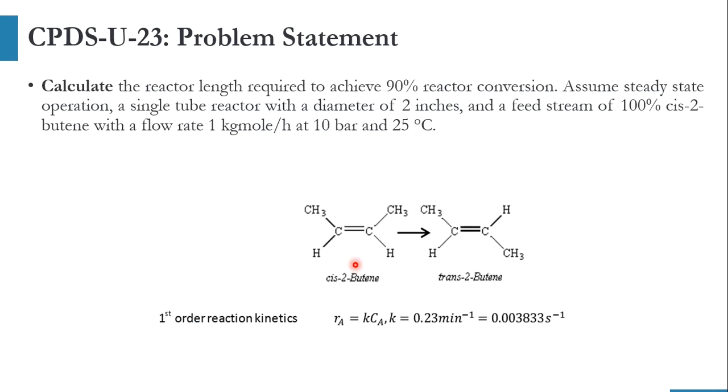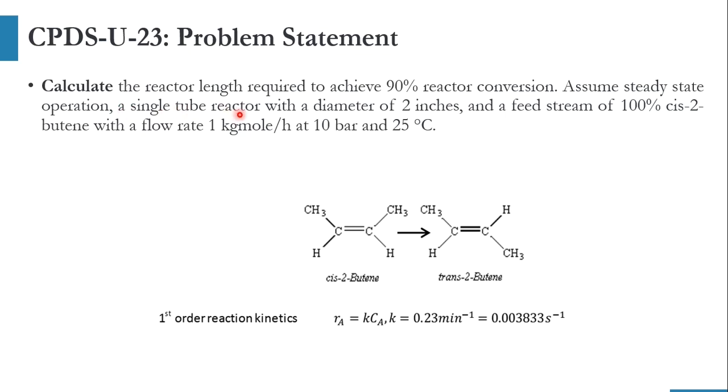So the problem statement is the same. The procedure for adding the reaction set will be the same. The conditions are the same, but in this case, there is a difference. We do not have to specify the reactor volume. In this case, we will specify length and diameter. We have been asked to calculate the reactor length required to achieve 90% conversion. In that case, it was the reactor volume. Here, we will be calculating the reactor length.